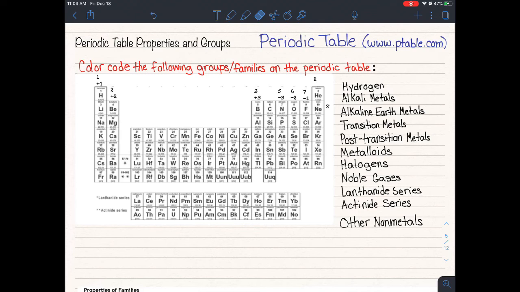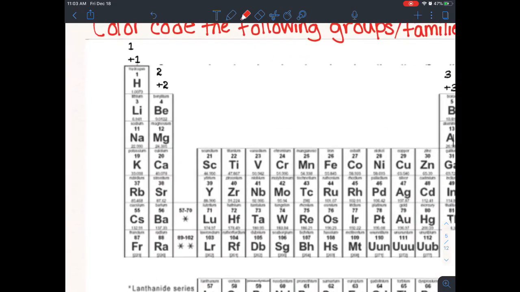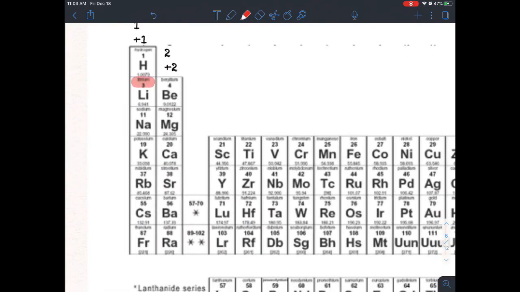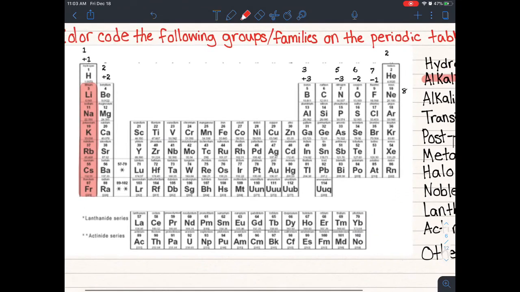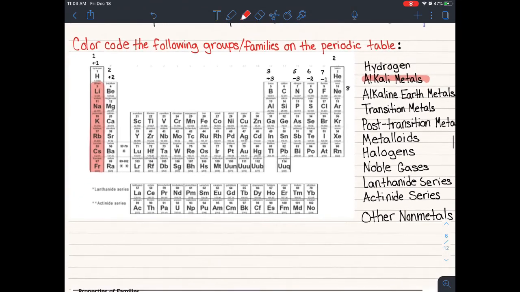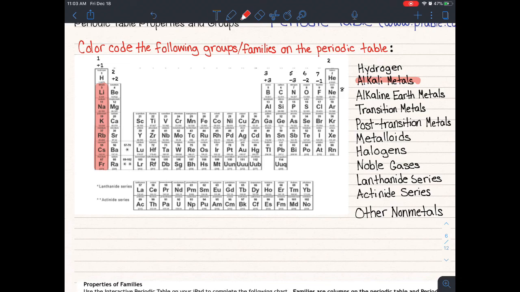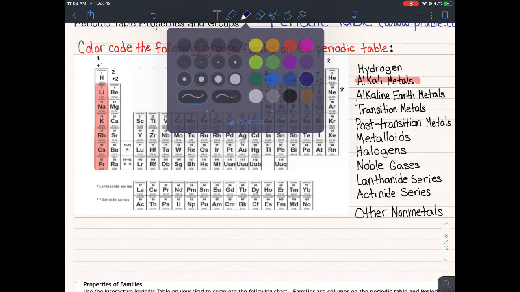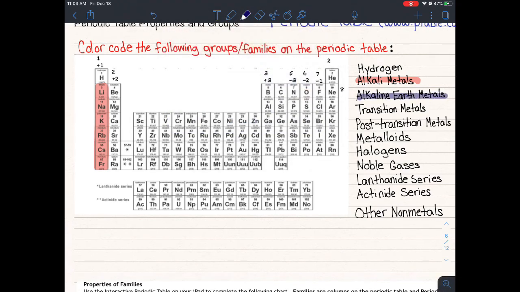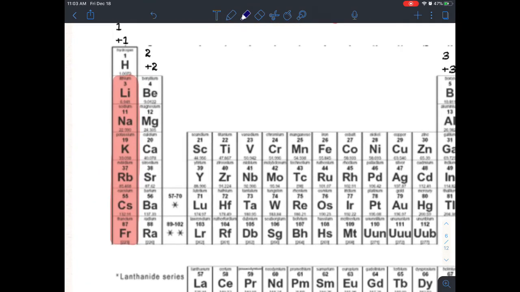The next one, which is in the same column as hydrogen, are the alkali metals. So I'm going to go ahead and highlight that. And alkali metals will be everything underneath hydrogen all the way down to francium. Again, we'll get into specific details about what that family entails. Our next one are called the alkaline earth metals, or sometimes people just shorten that up and say alkaline metals. And that's going to be the beryllium through radium column.